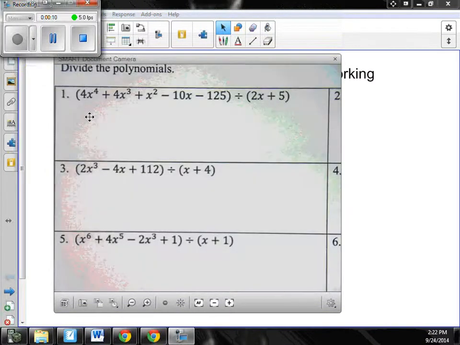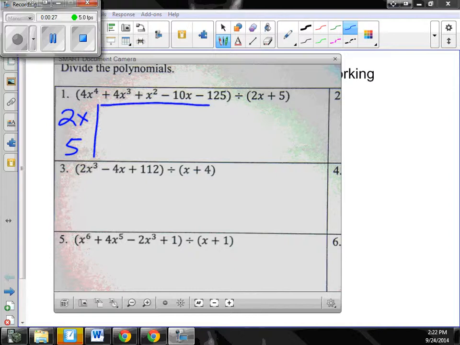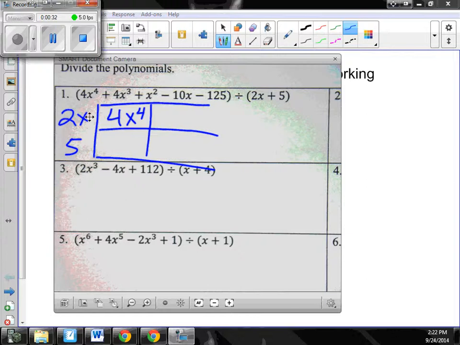Okay, so when you are dividing polynomials, remember you set up your divisor, and your divisor dictates how many rows there are going to be, and then the columns just follow as needed. So 2x and 5 would make 2 rows. So 4x to the 4th here, that would give me 2x squared. 2x squared times 5 is 10x to the 3rd. And now I want to create a 4x to the 3rd.